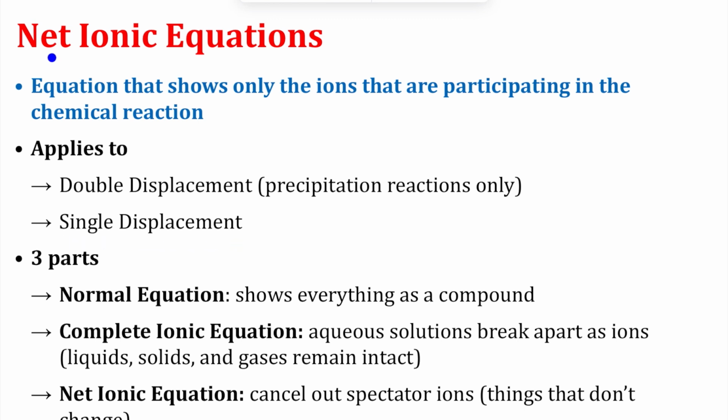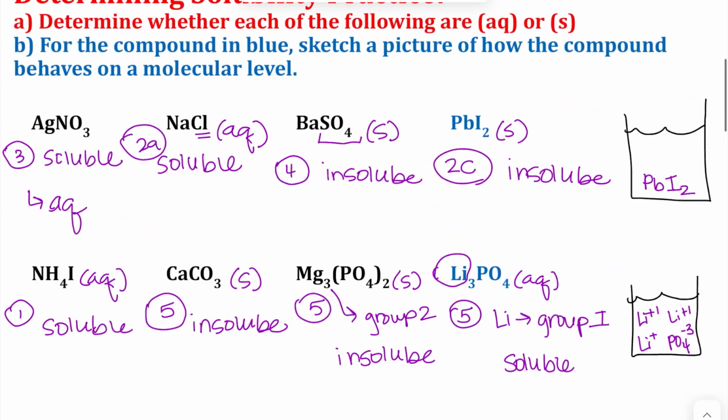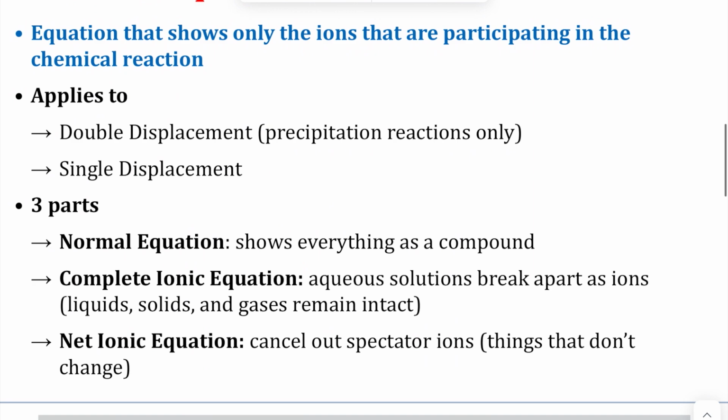In order to get to a net ionic equation, we need 3 parts, and we're going to be showing our work for all of these. We're going to start with our normal equation, which is what we are used to writing. That's going to show everything in the compound. Then we're going to write our complete ionic equation. And remember, if something is soluble, it's going to break into ions, and so we're going to write an equation showing those ions. So our aqueous solutions are going to break apart into ions. Liquids, solids, and gases are going to remain intact.